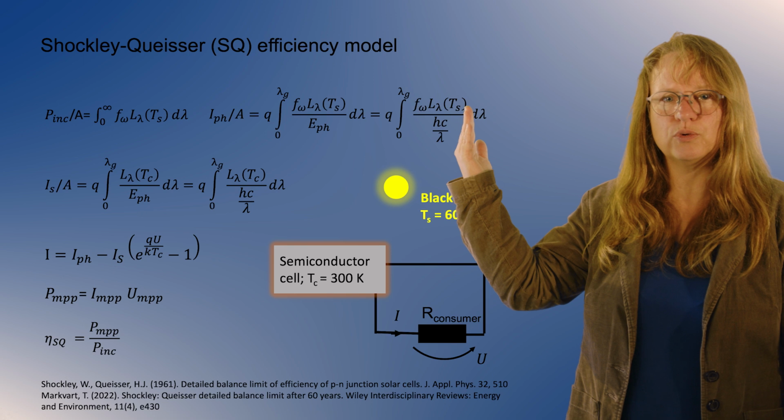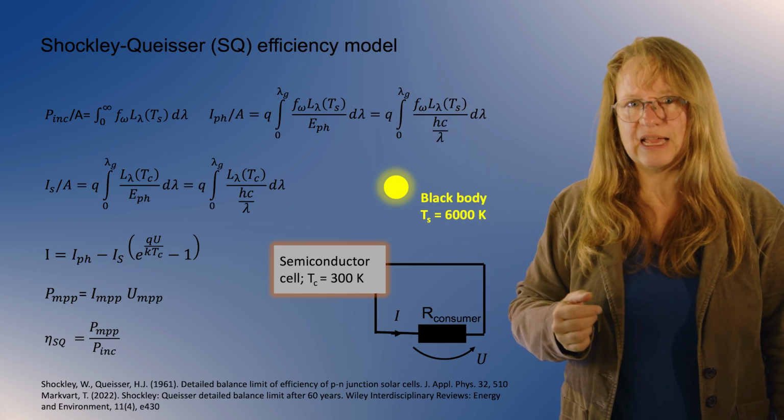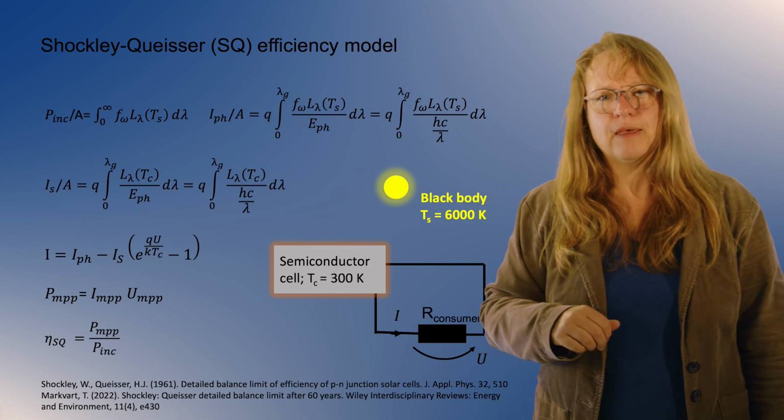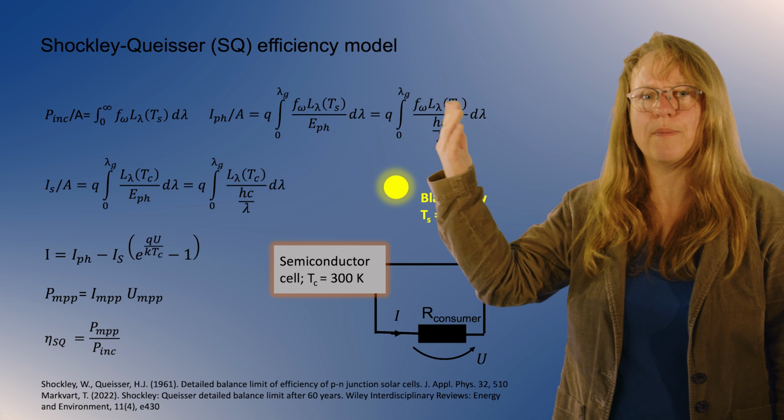While here we use the black body irradiance at the temperature of the sun, 6000 Kelvin, and multiply it with the correction factor F omega. We can actually also do this calculation by plugging in here the experimental spectrum.